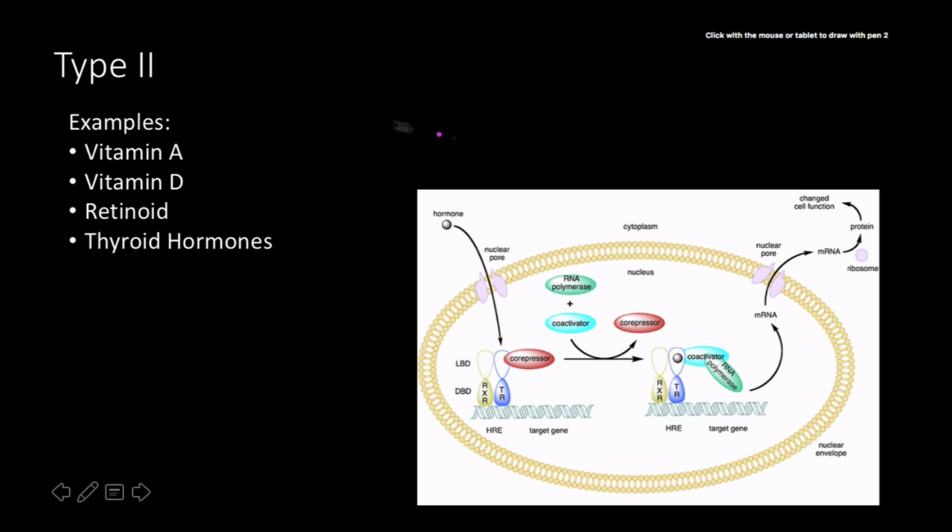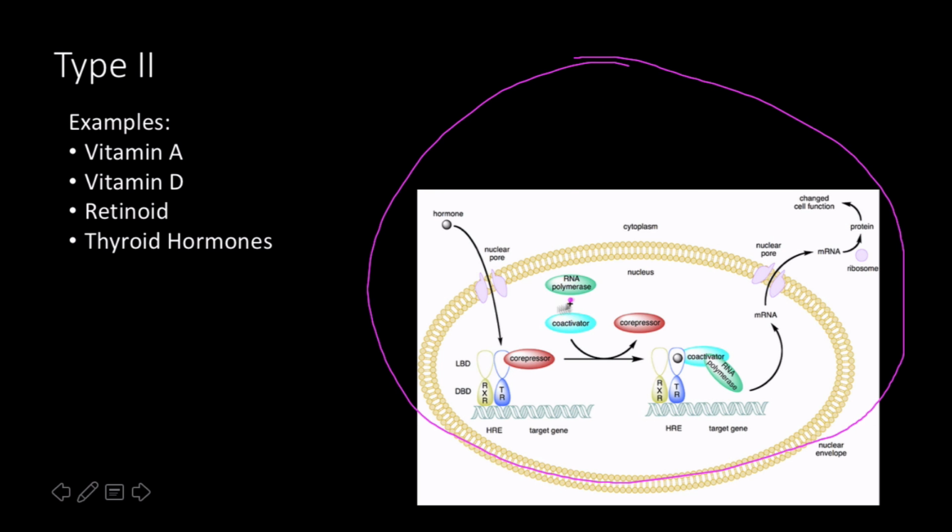Okay, so for type 2, as you can see here, they just kind of left out the overall cell. I guess if I could include it, that'd be the cell. This is the nucleus. The hormone goes through the nuclear pore just as is. It doesn't have any receptor bound to it. Once in there, it will bind to its receptor site, and then again activate transcription, having messenger RNA produced. But keep in mind that they can also act to inhibit or decrease levels of transcription. Some examples for type 2 would be vitamin A, vitamin D, retinoid, and thyroid hormones.